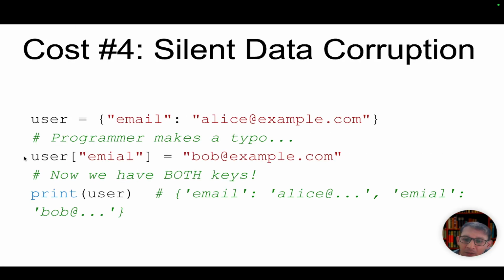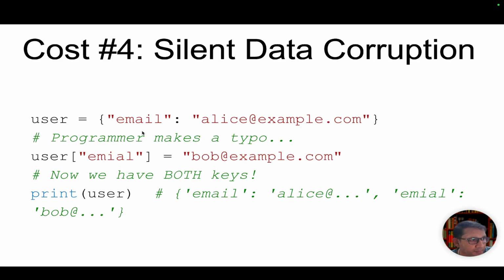Fourth, we risk silent data corruption. Going back to our opening example, when we mistyped email, instead of updating the existing email field, we created a new one. The bug remains invisible until someone actually tries to use the email address. This kind of silent corruption is particularly dangerous because it doesn't fail fast.